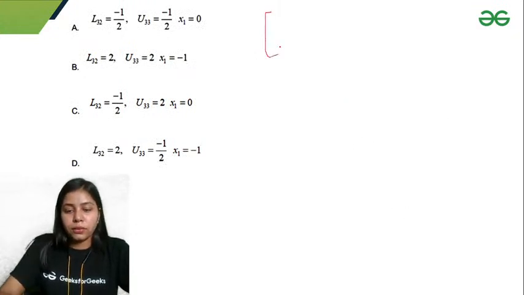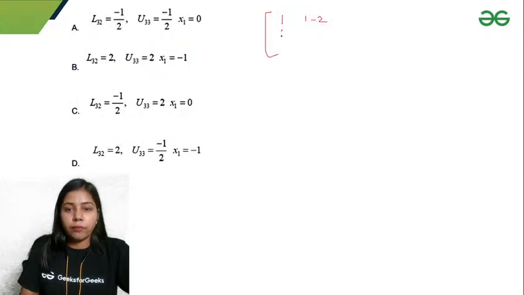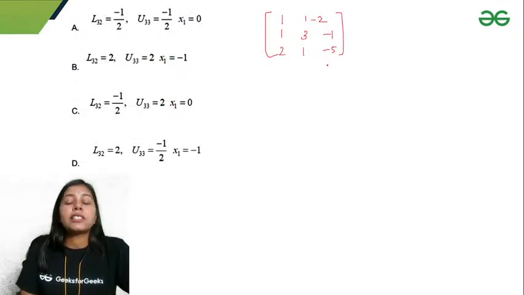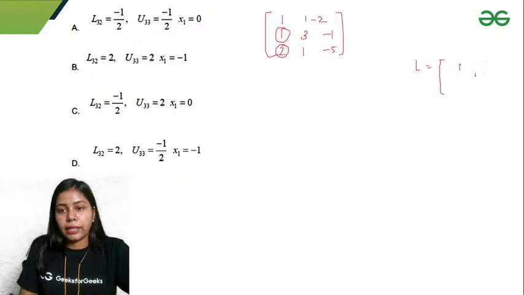Let's write it down. So we have 1 1 minus 2, the next row is 1 3 minus 1, and the next row is 2 1 minus 5, right? So let's row reduce this. Let's make this 0 and this 0. And L here will be, let's take all the diagonal entries as 1.